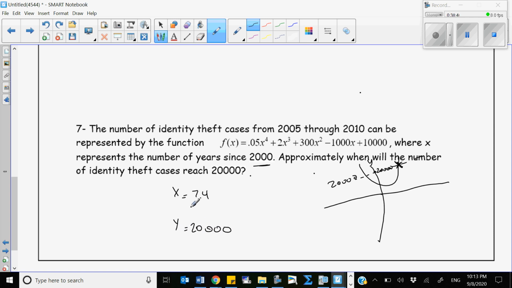So what does x equal to 7.4 mean? Because we know that x-axis is the number of the years starting from 2000 and going to 2010. So when x is 7.4 something, that means the year is almost 2007. So at year 2007, the number of the cases will be 20,000.